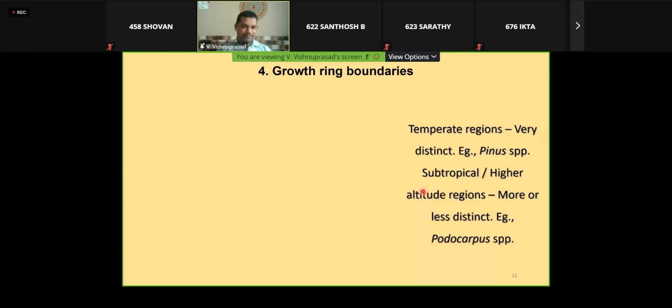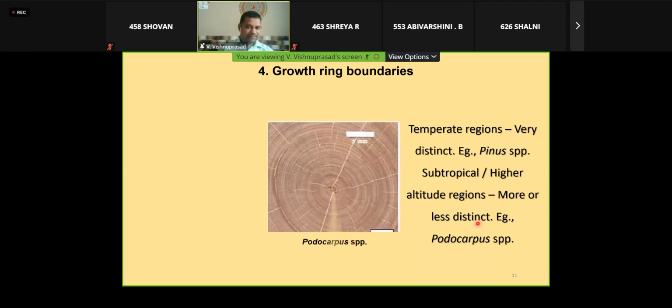So as you can see, in the case of Podocarpus, you can see the growth rings, but not so distinct as in the case of Pinus. So there is a difference. So growth ring boundaries also give an idea about which genus it could be. That's one other feature. Going on to the next one.